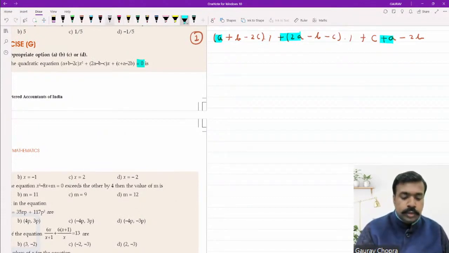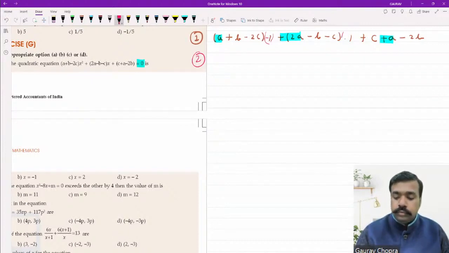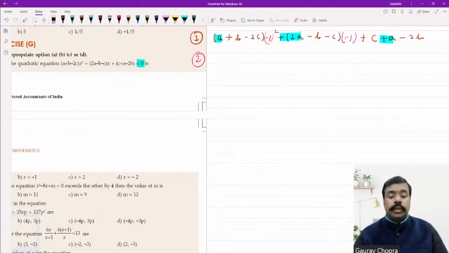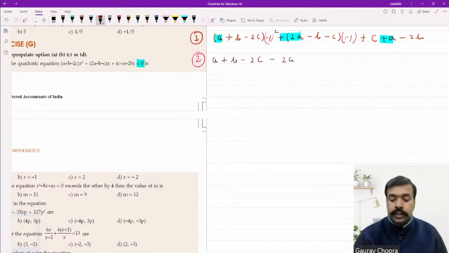Now try the second option. That is minus 1. So if we are putting minus 1, let's check what will happen. Sorry, it is minus 1 square. So the first part will remain same, that is the positive a plus b minus 2c. But the second one will become negative, that is minus 2a plus b plus c. And the third one is plus c plus a minus 2b.